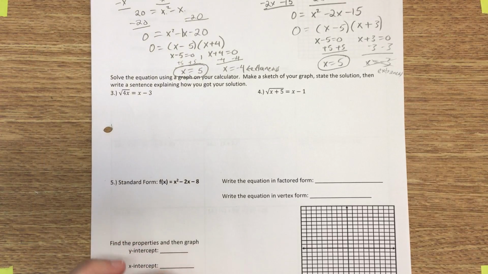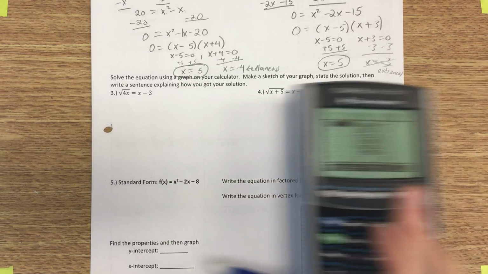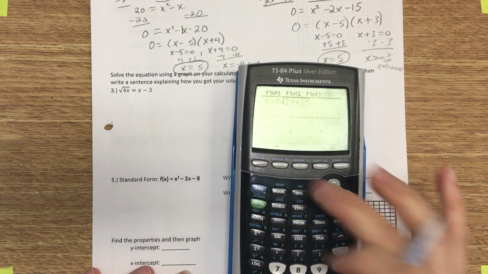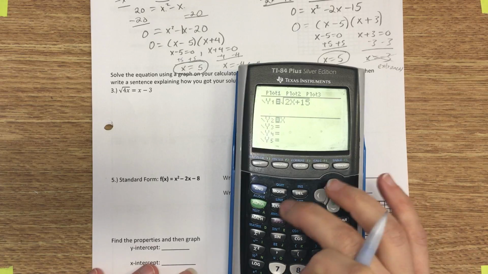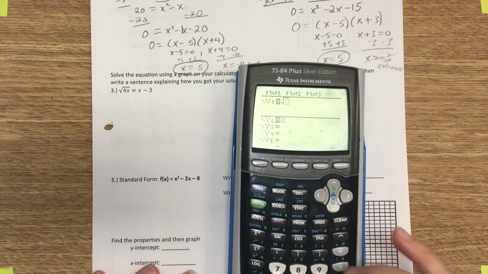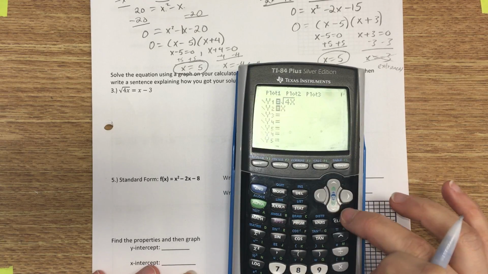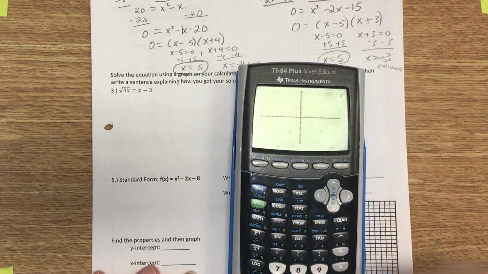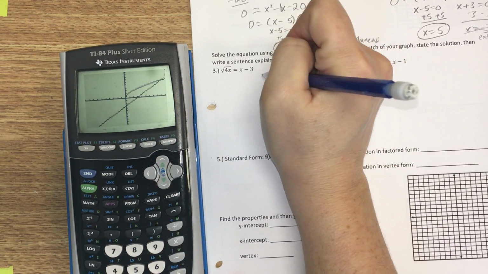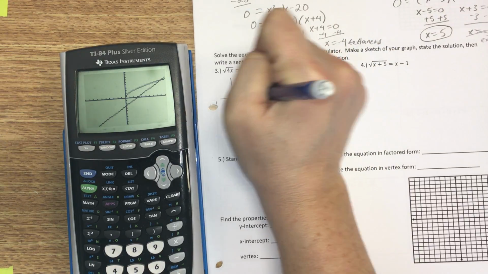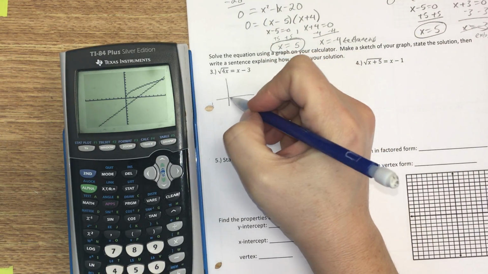All right, so solve using a graph on your calculator. Make a sketch of your graph, state the solution, and then write a sentence explaining how you got the solution. So let's go and get these graphed. So I'm going to put y, I'm going to clear this out, 4x. And then this is x minus 3. And here is my graph. Make a little sketch. Just make a real quick one.